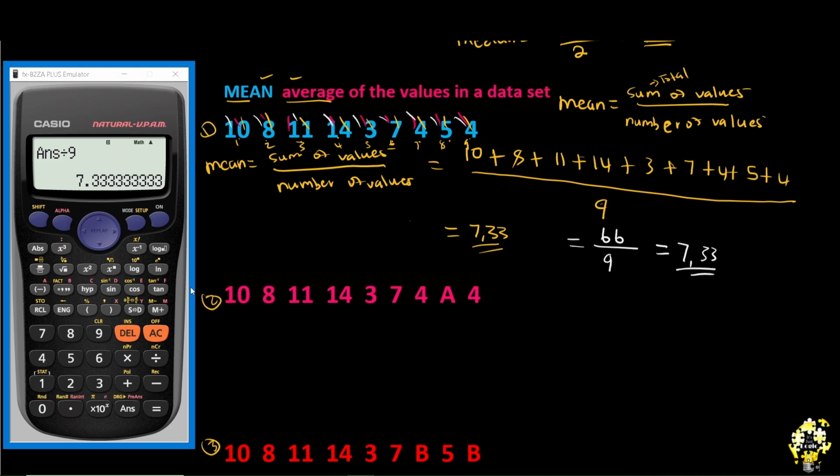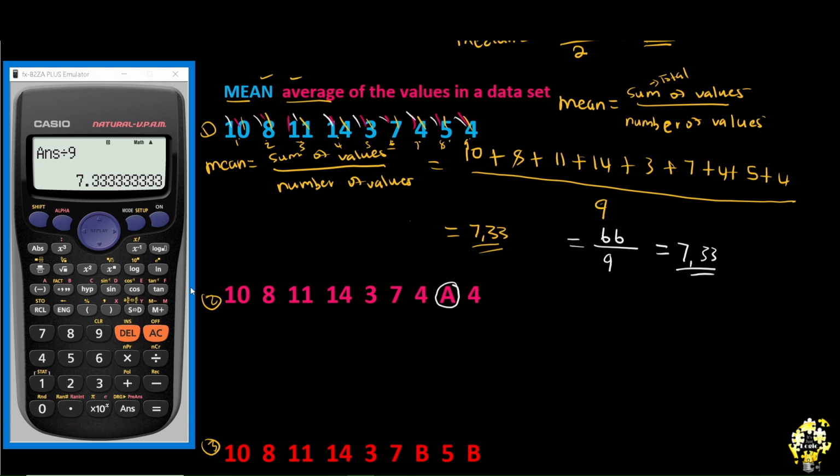Now I want you to pay attention to dataset number 2, because in dataset number 2, it is written that you have a 10 and the 8 and the 11, 14, 3, 7, 4. What's this? This looks to me like an alphabet. Can this be a number? No, it's definitely not a number. It's an alphabet. And then you also have a 4.